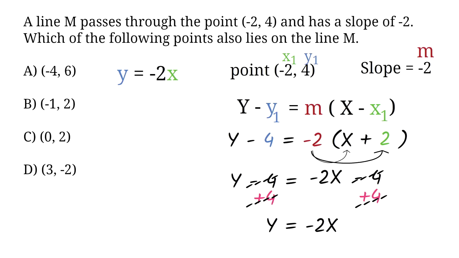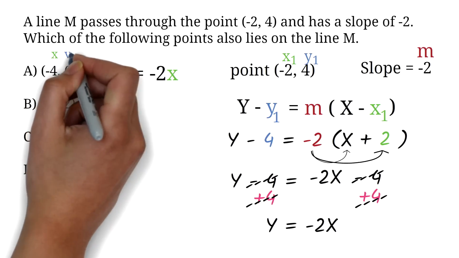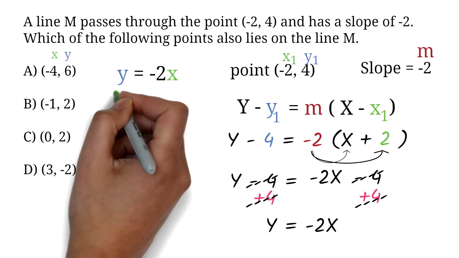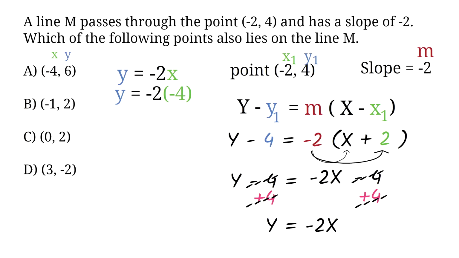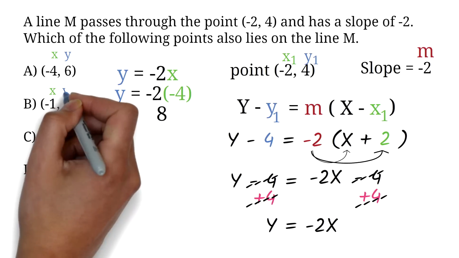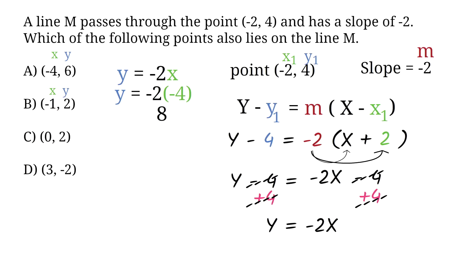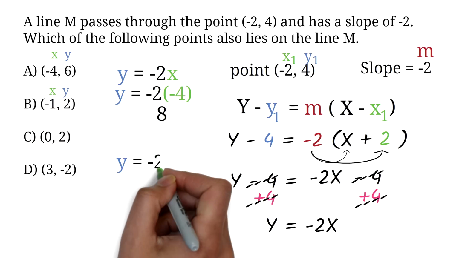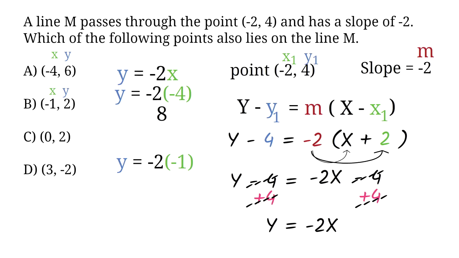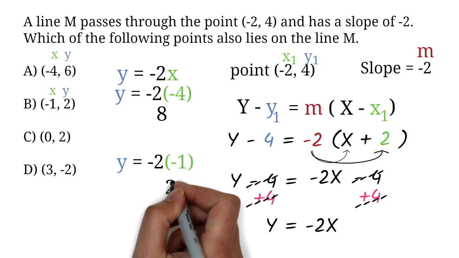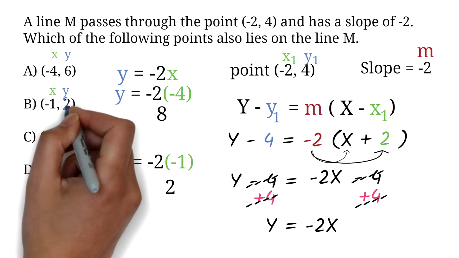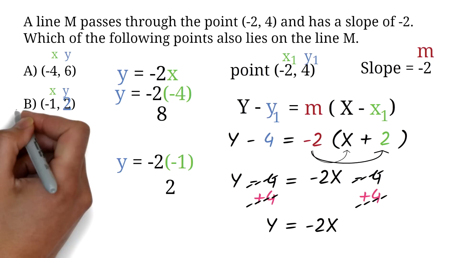Let's start with option A. The x value is -4 and the y value is 6. We have y equals -2 times -4. -2 times -4 is 8. It is not 6, so choice A is wrong. Let's check choice B. We input our x value. We have y equals -2 times -1. -2 times -1 is 2. This is the expected y value, so option B is the correct answer.